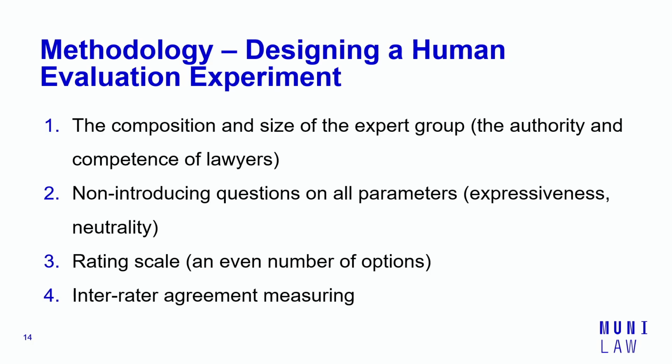There should always be an even number of options, because if people rate something on a scale and they do not know, they choose the middle point, and that doesn't really say much about their choice. Yeah. And we would like to also do the inter-rater agreement measuring because we want to know whether the evaluation is highly subjective.